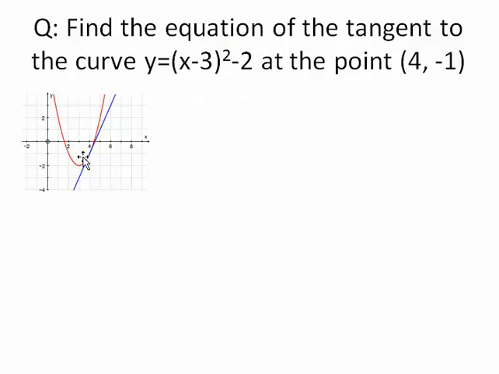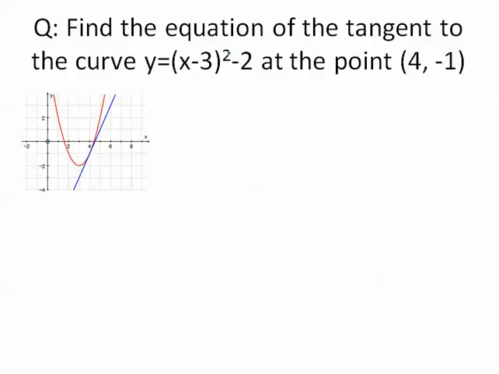So the equation of the curve that we had is y equals (x minus 3) all squared minus 2. And the point where they cross is (4, negative 1). So to find the equation of this tangent, we're going to have to differentiate this and then find what the gradient is at this point. So when x equals 4, what's the gradient? And then find the equation of that straight line.